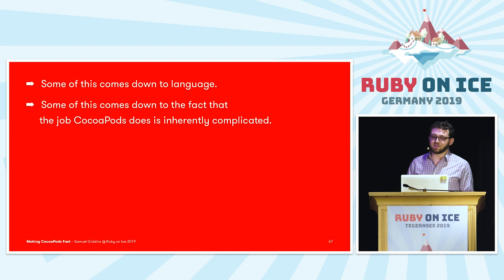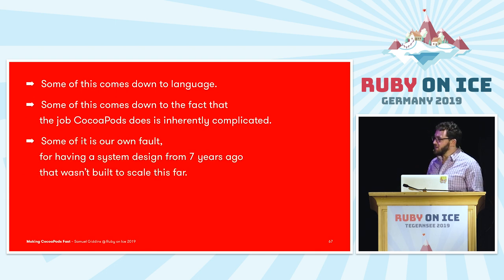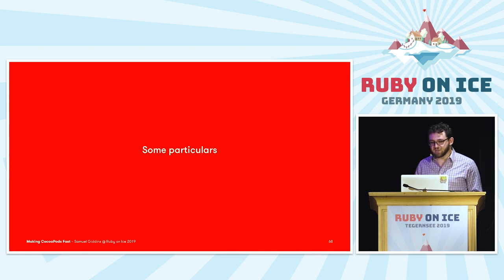Some of this comes down to the fact that what CocoaPods does is complicated. Essentially, being a build tool is hard work. There's a lot of edge cases. There's a lot of graph traversal. It's hard. It's complicated. It's slow. And most interestingly, some of this is our own fault, because CocoaPods is like 7 years old, and it wasn't built to scale as far as it's been pushed today. So some particulars about the design issues we've had.